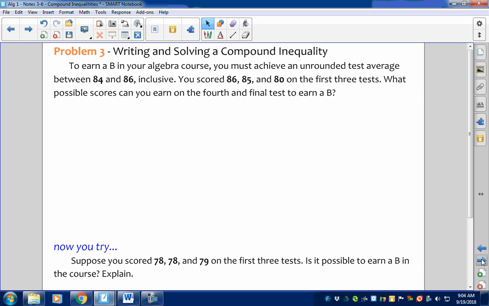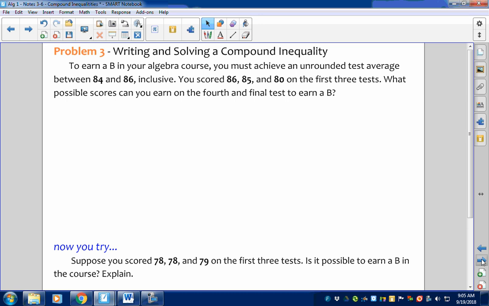All right, here's a real-life sort of problem here. Writing and solving a compound inequality. It says, to earn a B in your algebra course, you must achieve an unrounded test average between 84 and 86 inclusive. So that's saying, maybe your homework score is down in the C range. So you need to get something between 84 and 86 on your test average to bring your overall grade up to a B or something like that.